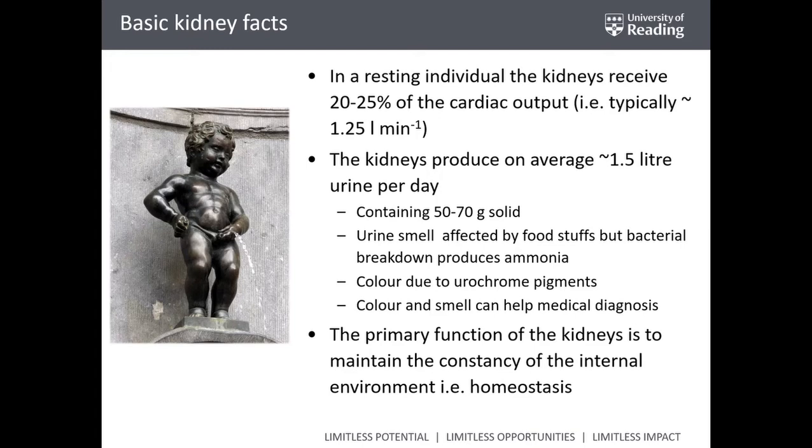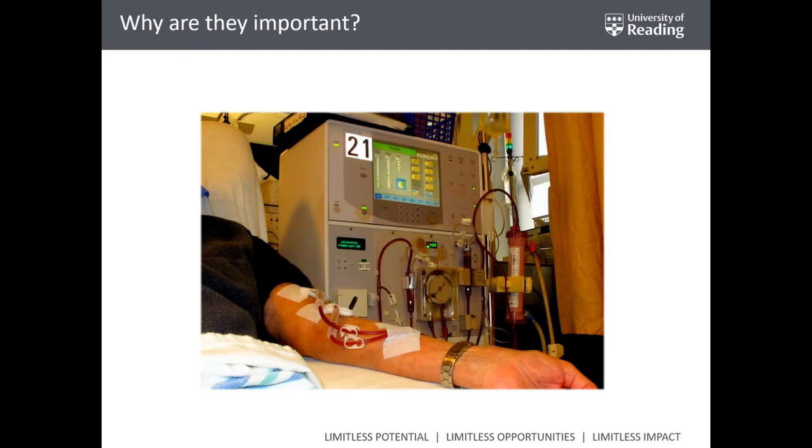So once again, the primary function of the kidney is to maintain homeostasis. There are some of the main players in maintaining homeostasis in humans. So why are they so important? Here you can see a person who has to undergo dialysis, which is a life-saving procedure in case of kidney failure.